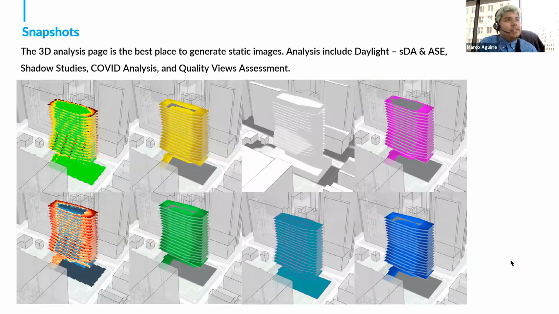With the 3D analysis, that's probably one of our more visually striking tools. You can generate a lot of different content. Here are the 8 different 3D analyses that you get: daylight, glare, quality views, COVID analysis, shadow studies. These are snapshots of a tower project that was going to be in Atlanta. I think it was for a competition, but you can see some of the images are useful.